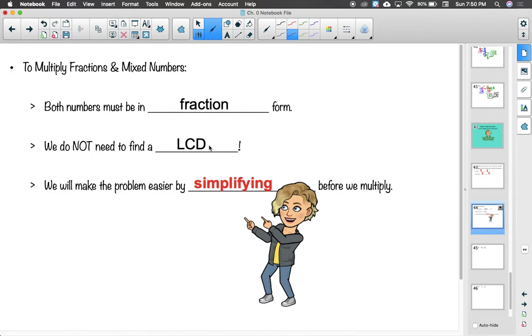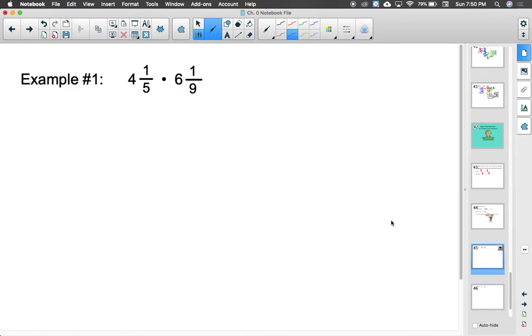So don't do it. Our last note here is that we are going to make the problem easier by simplifying before we multiply. Now, this is a big deal for me in 7th grade. Okay, we want to simplify before we multiply. You can make your problem a lot easier if you do that, and we're going to review that in just a second. Okay, so let's jump right into some examples.